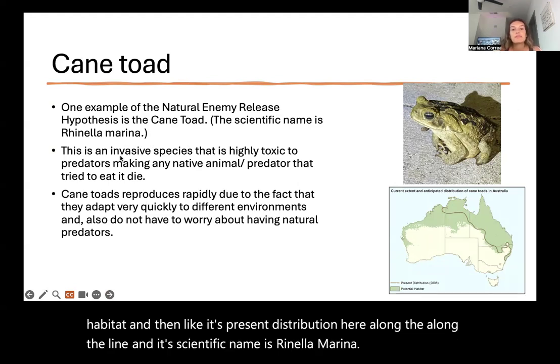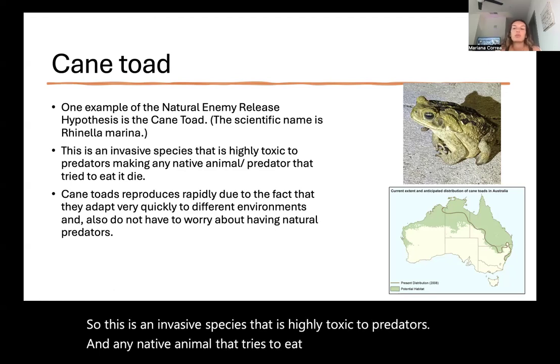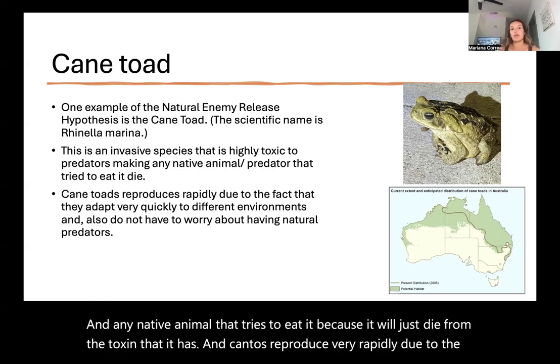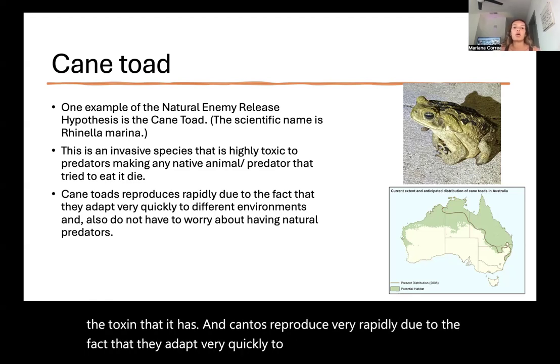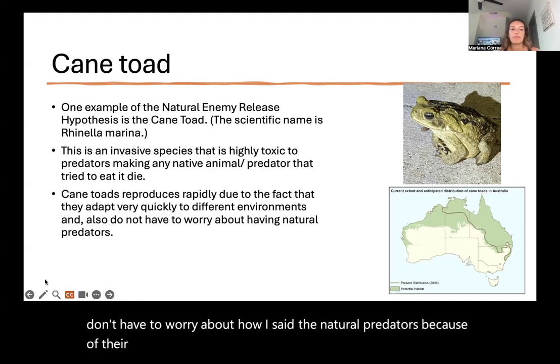This is an invasive species that is highly toxic to predators, and any native animal that tries to eat it will just die from the toxin. Cane toads reproduce very rapidly because they adapt very quickly to environments, and they also don't have to worry about natural predators because of their toxins.